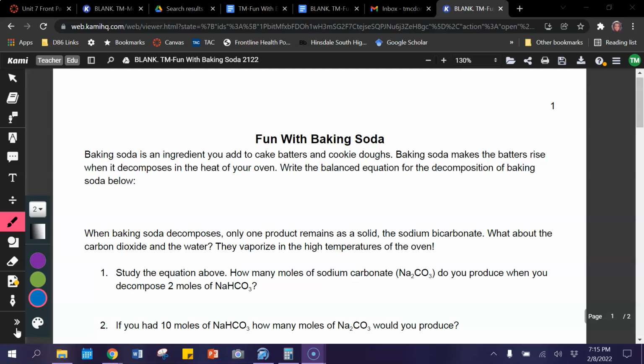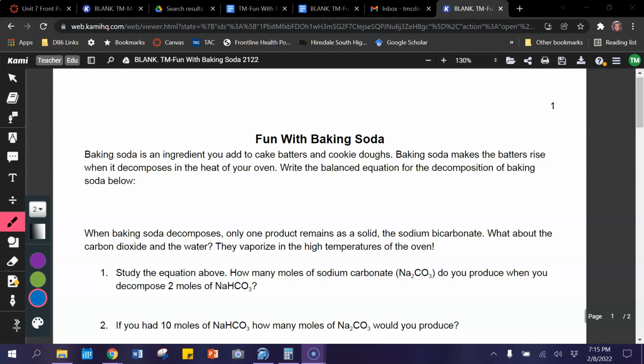And as you can read at the top of the page, baking soda is a really important ingredient, especially in baking, because as it decomposes in the heat of the oven, it forms carbon dioxide, which causes the dough to rise. So let's write out the balanced equation for the decomposition of baking soda, because you know a balanced equation is always what you need to start with whenever you do stoichiometry problems.